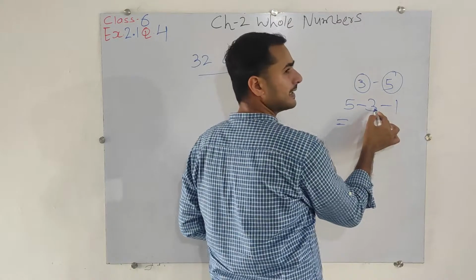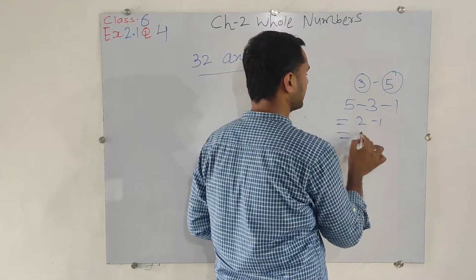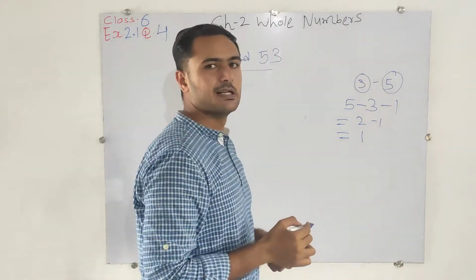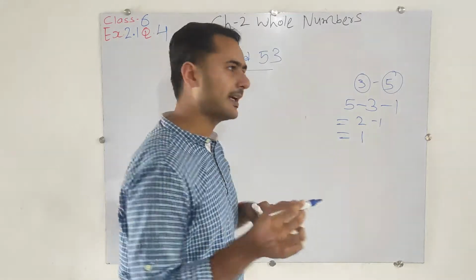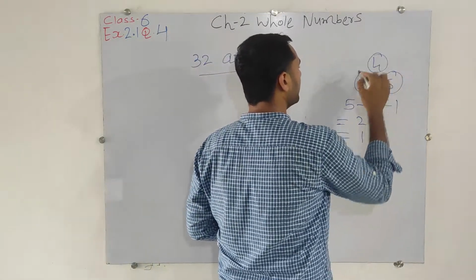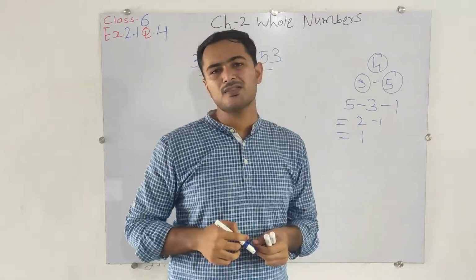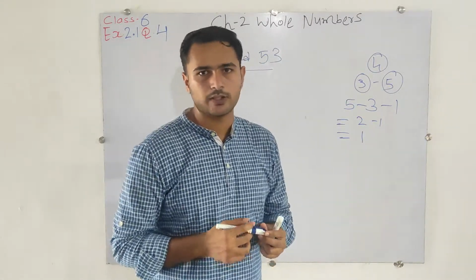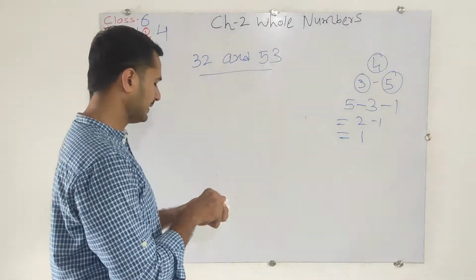5 minus 3, that is 2. Minus 1, so that is 1. It means only one number is there between 3 and 5, that is 4. So simply what we will do is last number minus first number minus 1. Okay, so that's the process of how we can find that out. So let's see here how we can do this.